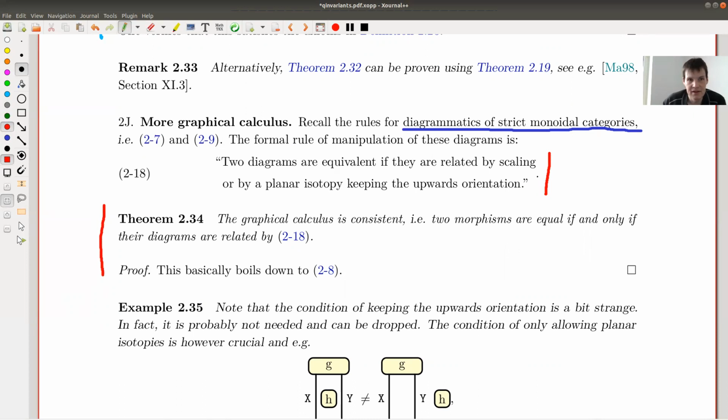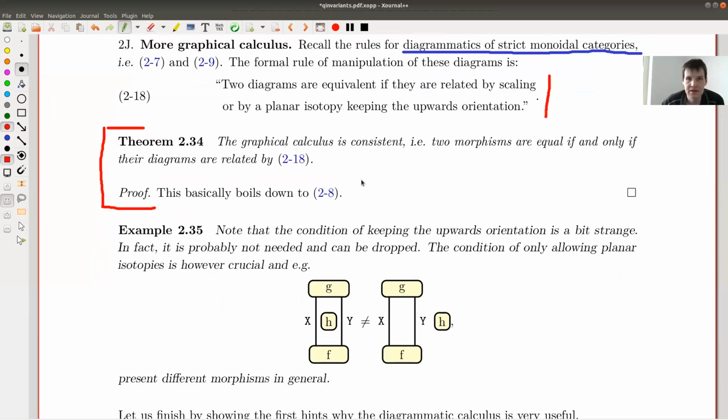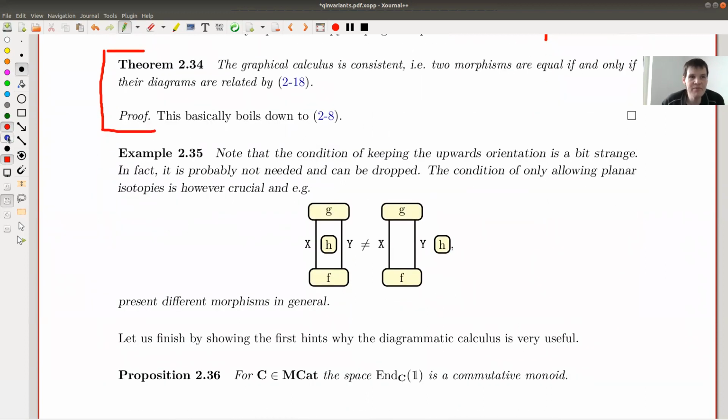And yes, this basically boils down to checking the interchange law. So the graphical calculus is consistent. Two morphisms are equal if and only if diagrams are related by the relation I just told you, plus the ones we already know, of course. Oh no, sorry, I have written the ones we already know in this 218. So it's exactly 218. And I really mean planar isotopy. So this is not good. You can't pull out H, right? It's kind of stuck. Planar isotopy.